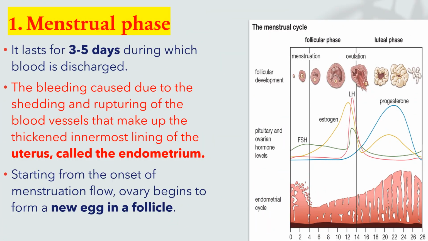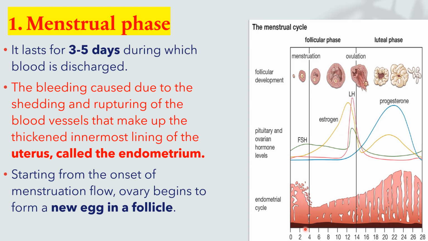The first phase of menstrual cycle is menstrual phase. It lasts for 3 to 5 days, during which blood is discharged. Here you can see that menstrual phase lasts for 3 to 5 days.